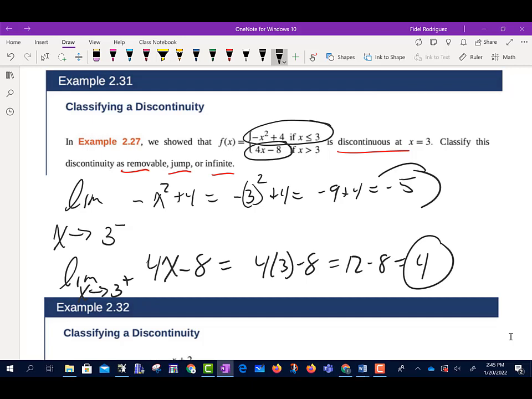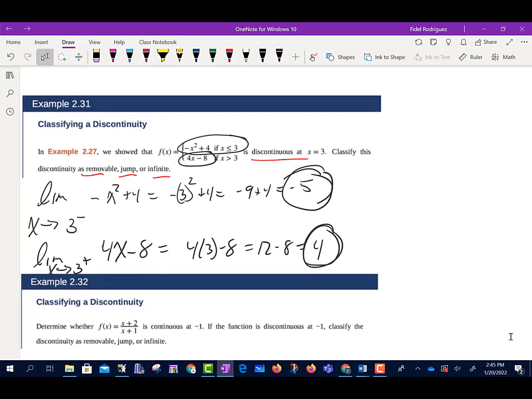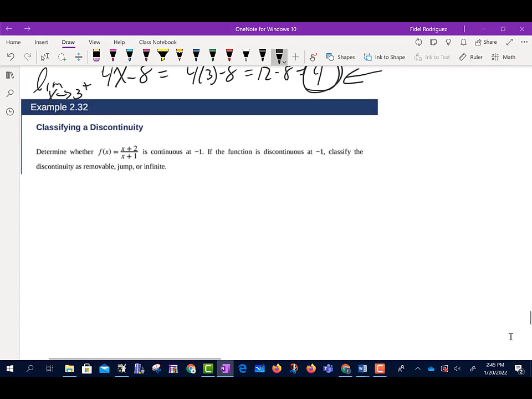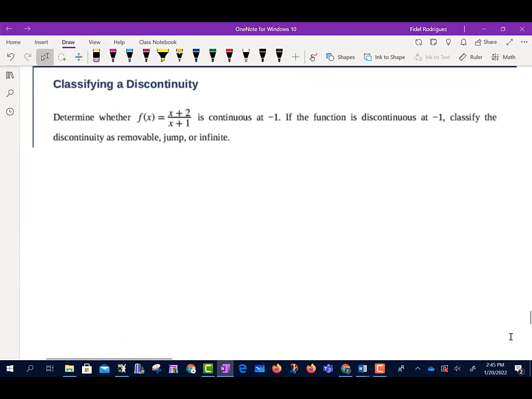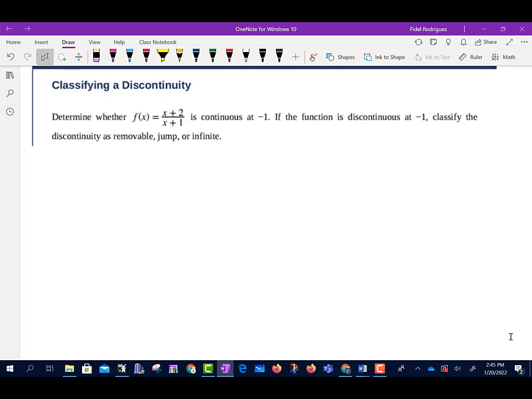So since the limit from the left exists and the limit from the right exists, but they're two different limits, the limit in general doesn't exist. This is what we call a jump discontinuity, okay? Because you're having to jump from y equals negative 5 to y equals positive 4. There's a big jump there. Alrighty, so now let's take a look at this next one here.